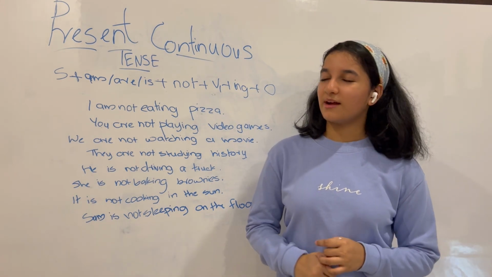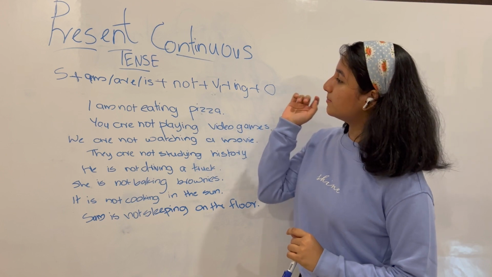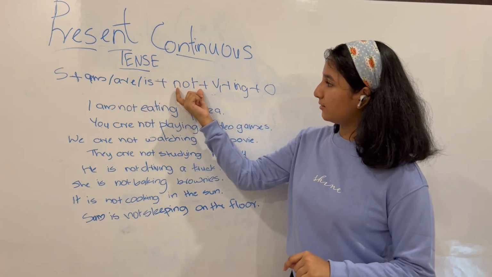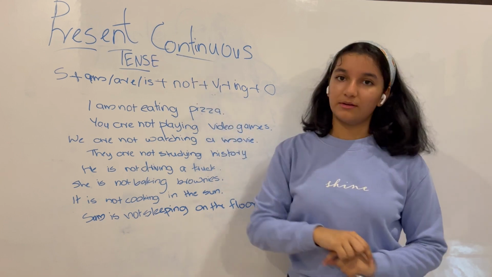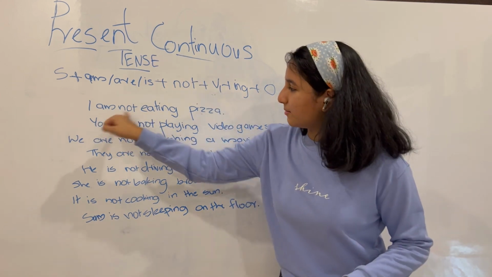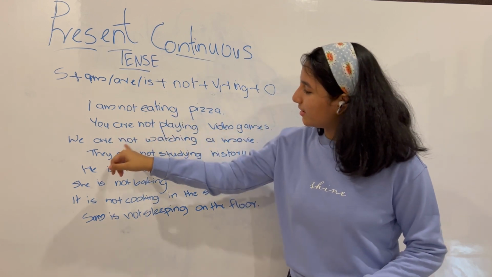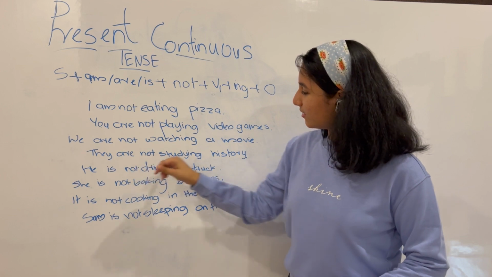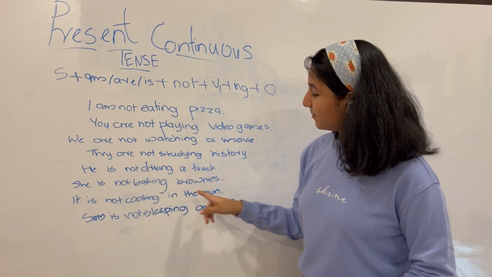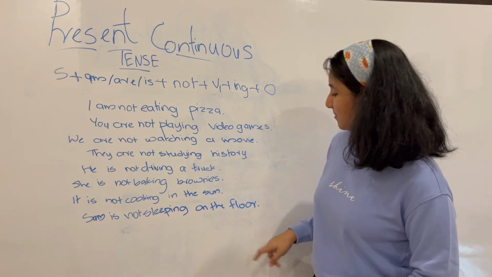Now we can see here how to make negative sentences. In the format, just after am, is, or are, we have to add not, and just before the verb we have to add not. So we can see in the examples, I am not eating pizza, you are not playing video games, we are not watching a movie, they are not studying history, he is not driving a truck, she is not baking brownies, it is not cooking in the sun, Sam is not sleeping on the floor.